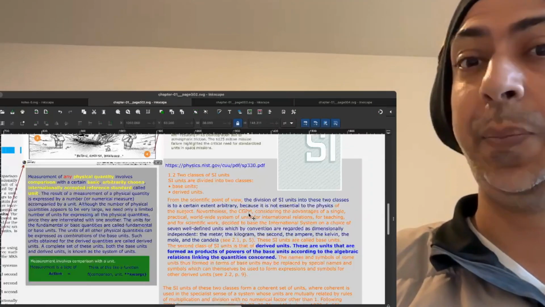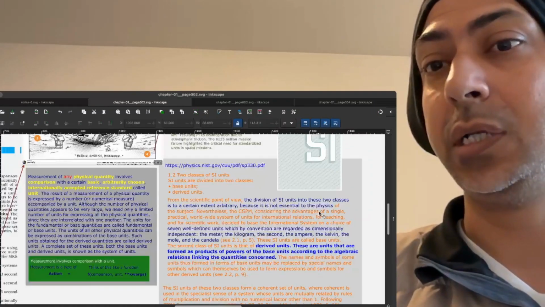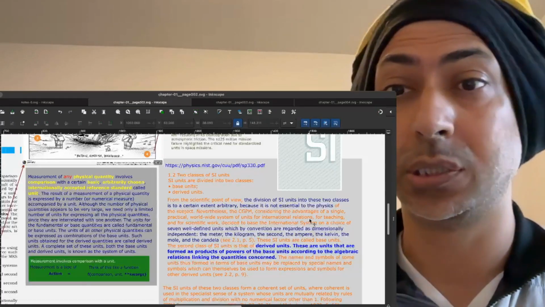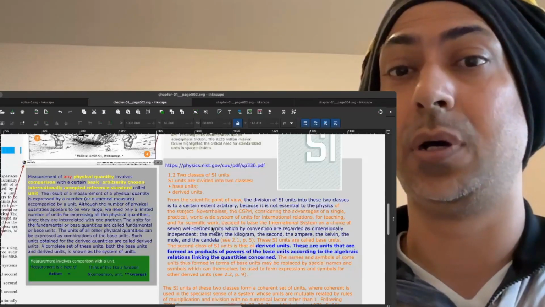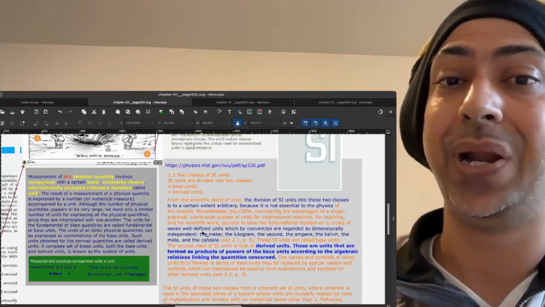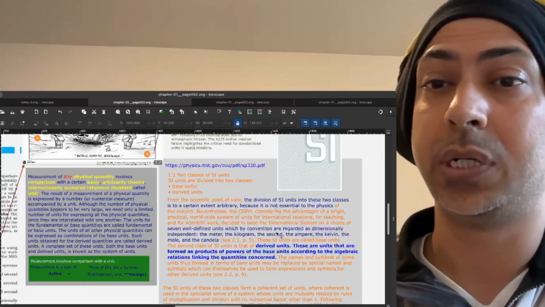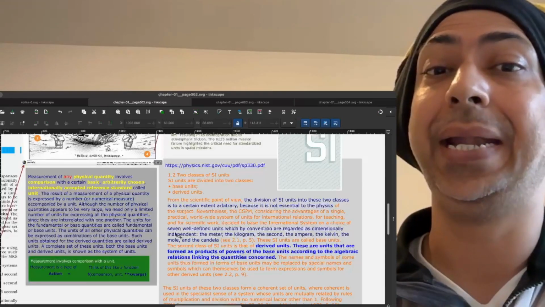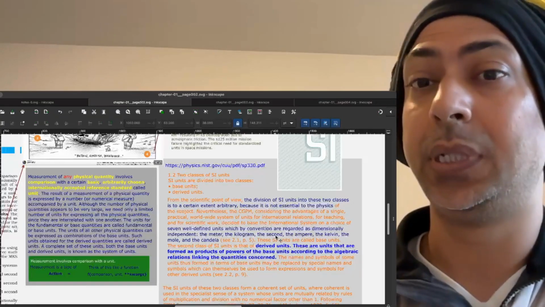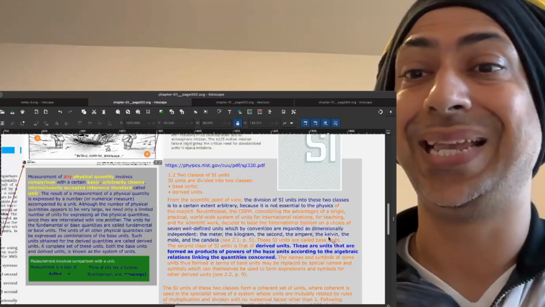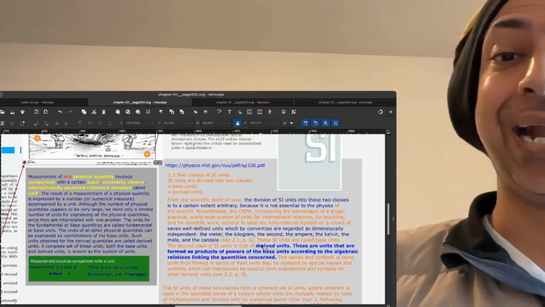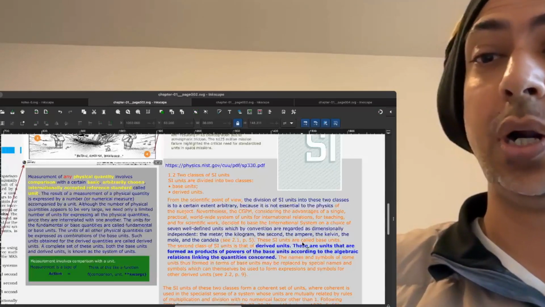Nevertheless, the CGPM, considering the advantages of a single practical worldwide system of units for international relations, for teaching, and for scientific work, decided to base the international system on a choice of seven well defined units, which by convention are regarded as dimensionally independent: the meter, the kilogram, the second, the ampere, the Kelvin, the mole, and the candela. These SI units are called base units.